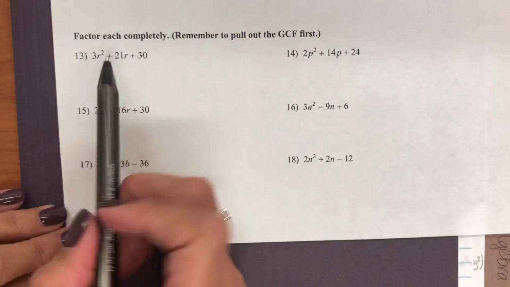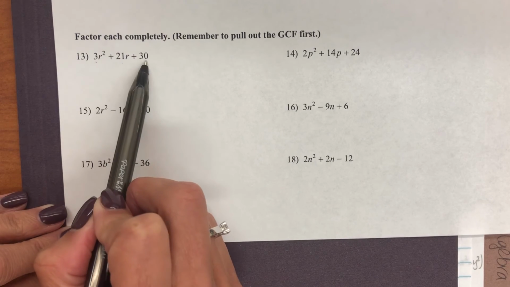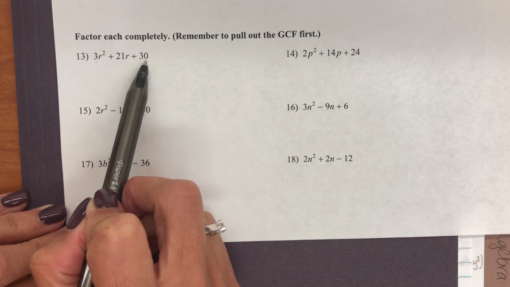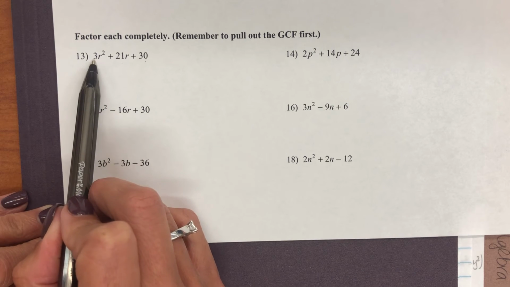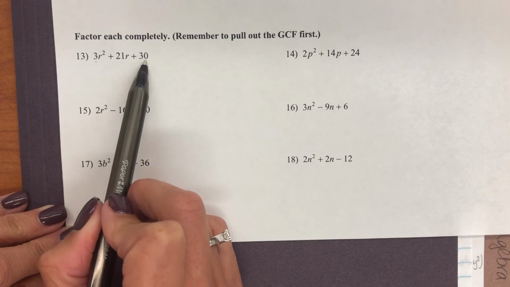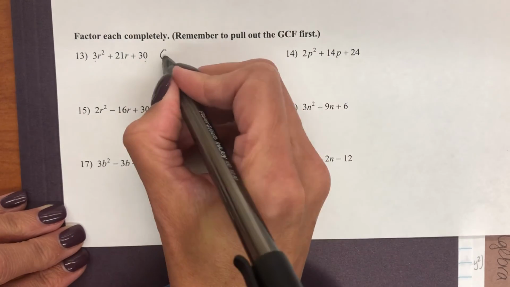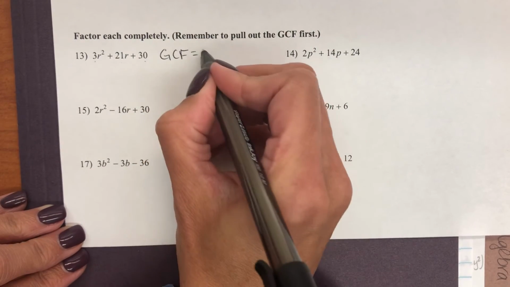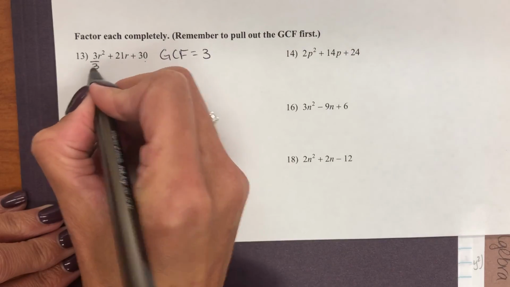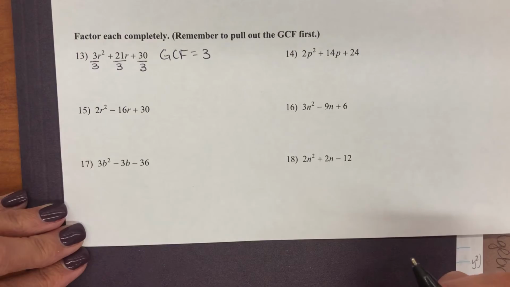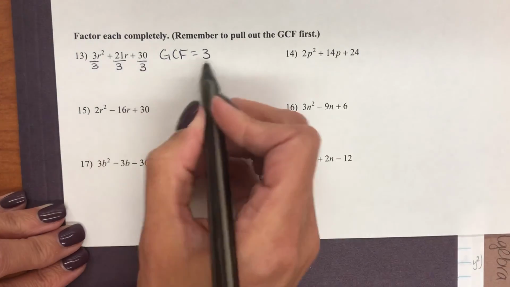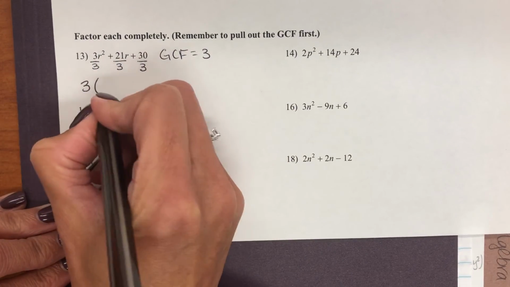So I have 3, 21, and 30. So I'm looking for a GCF, the largest number that can divide into 3, 21, and 30. And that would be 3. 3 can go into 3, 3 can go into 21, 3 can go into 30. So my GCF is 3. I'll pull that out first.